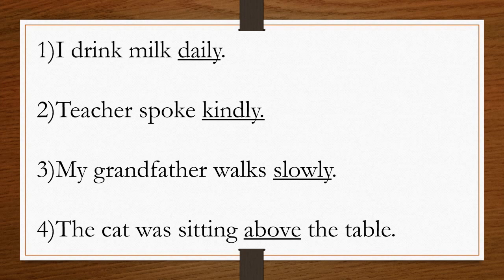The third sentence is my grandfather walks slowly. Now walks is a verb. How he walks? Slowly. So slowly is the word which is telling more about the verb. So slowly is an adverb. Next is the cat was sitting above the table. Sitting is the verb. Where? Above. So above is an adverb because it is telling us more about the verb. I hope all your answers were correct.